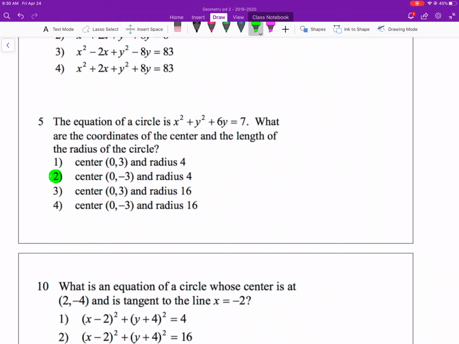Now think about what they did in choices 3 and 4. They're showing the radius squared, right? 4 squared is equal to 16. Alright, so essentially they, in their algebraic steps, when they solved, they forgot to square root at the end when finding the radius. Because now we're finding the radius, we have to square root. When we're writing the equation, we need the radius squared.